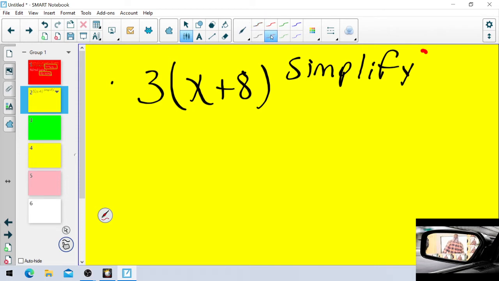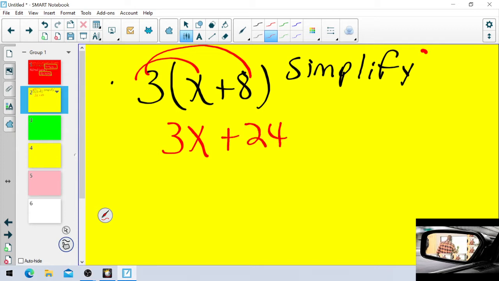And so, if you want to distribute this right here, all you have to do is multiply this 3 to the x and to the 8. Just multiply. 3 times x is 3x. 3 times 8, 24. Bring down your operational sign. Do not combine these. This is not equal to 27x. It's just 3x plus 24. You can't combine these two terms. They're not like terms. We'll talk about that later. Distributive property is so easy. Let's do another one, guys.